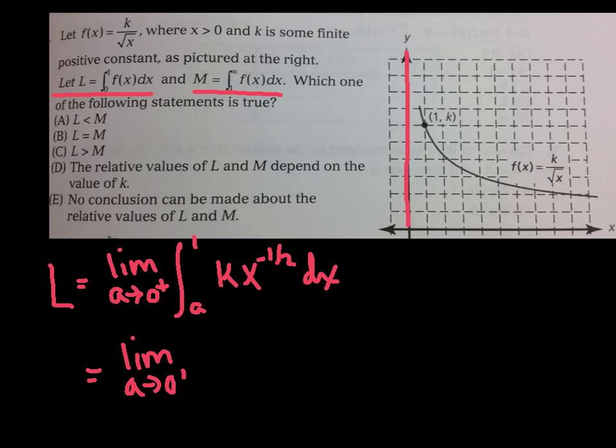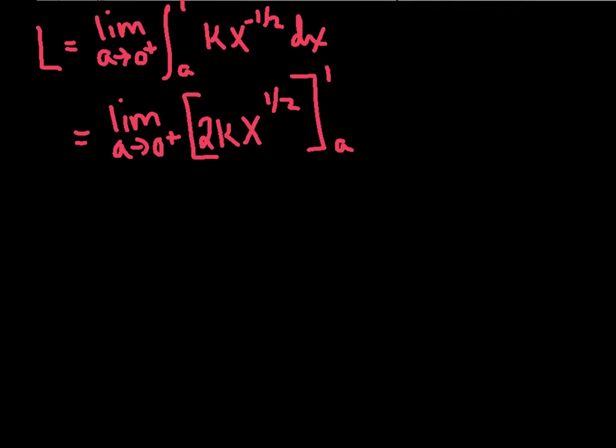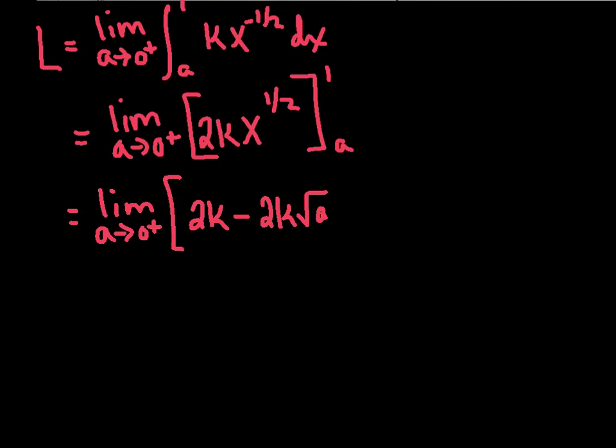Let's see, what's the antiderivative going to be? I'm going to add 1 to my exponent, and I'm going to multiply by the reciprocal of that new exponent. So my coefficient is ultimately 2k. Alright, if I plug a 1 in, let's see, what do we got here? Still need the limit, so I have not evaluated it yet. If I plug a 1 in, I got 2k minus 2k radical a.